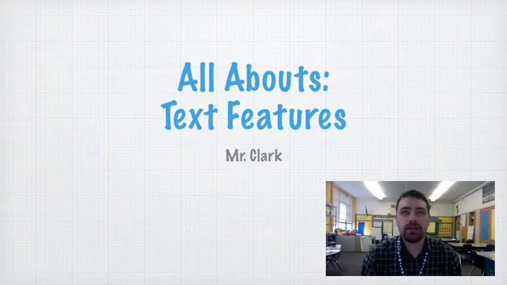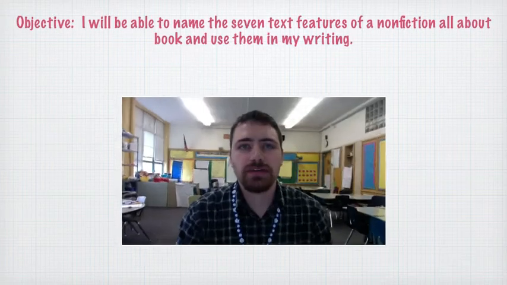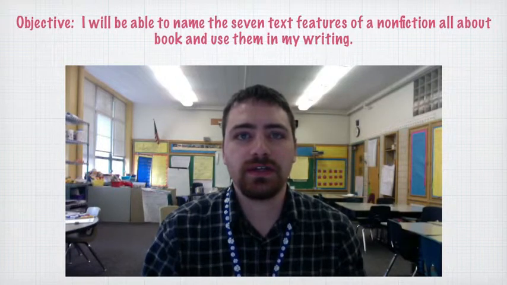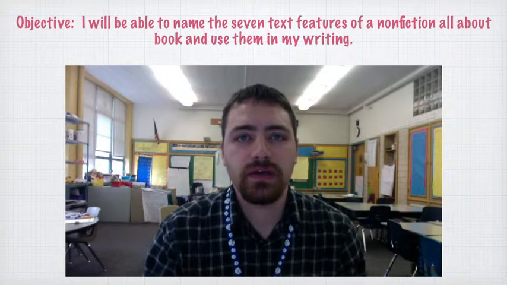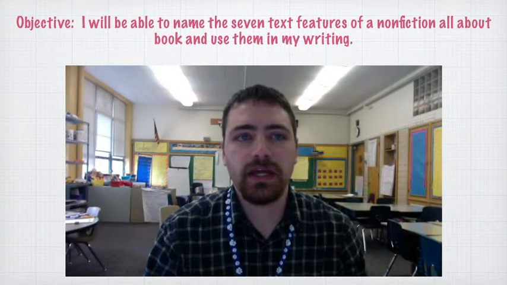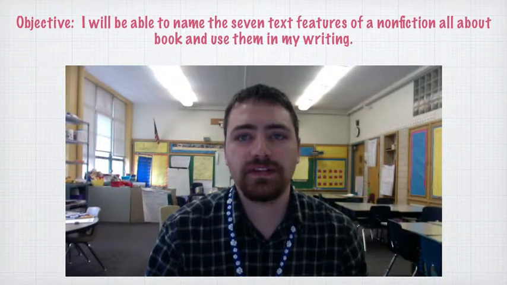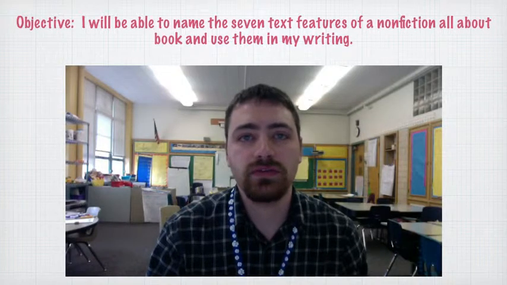Today we're going to be looking at different text features that you can find in all about books. We start every lesson in class with an objective, so there's going to be an objective in this video. Your objective today is that you will be able to name the 7 text features of a nonfiction all about book, and you'll use them in your writing.